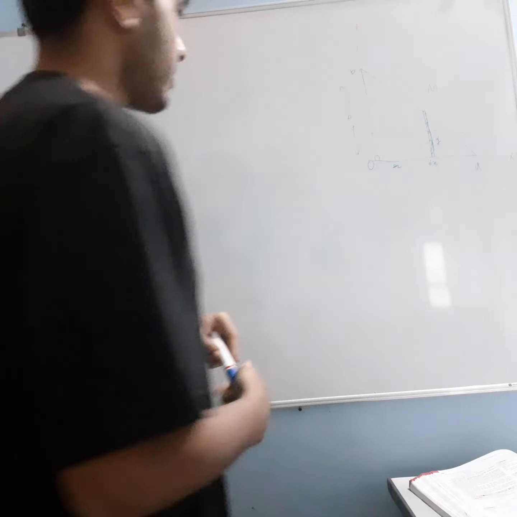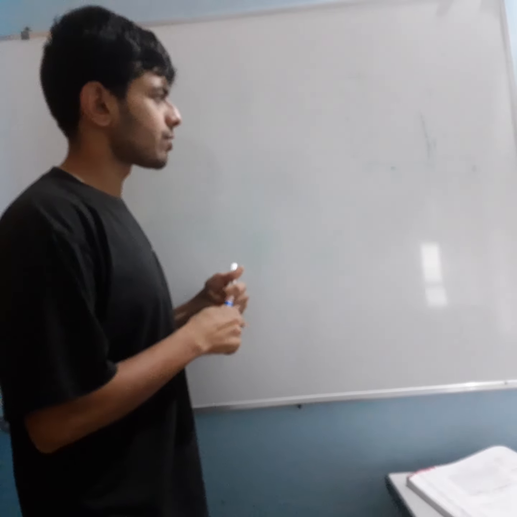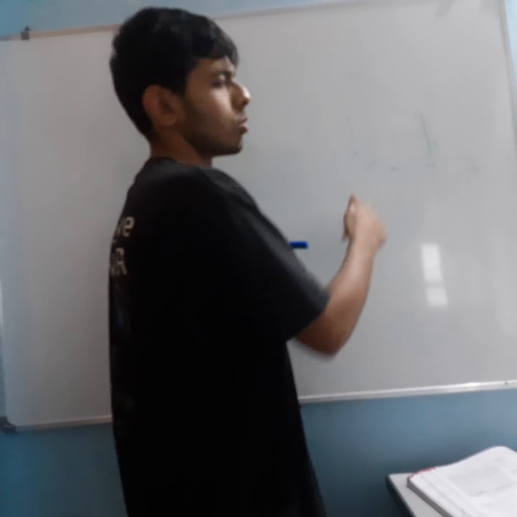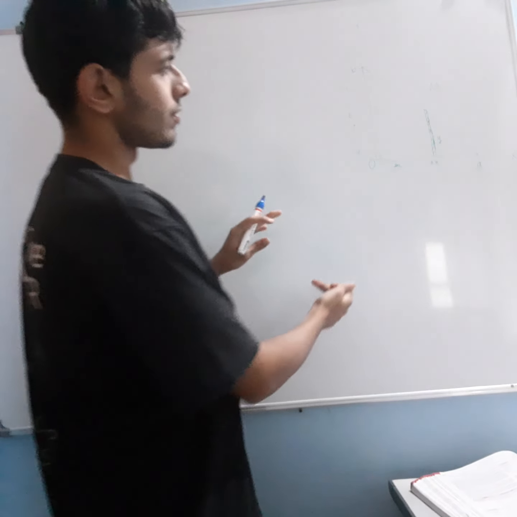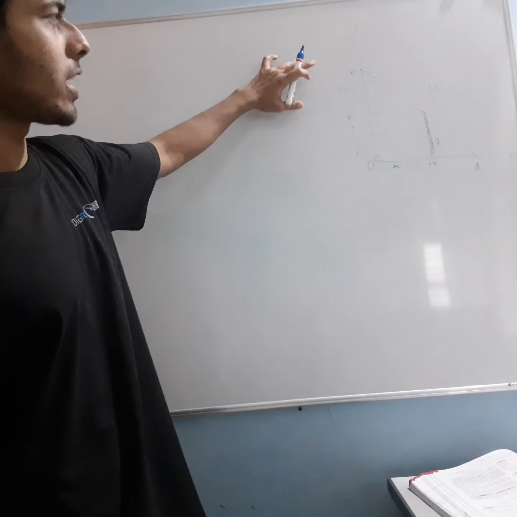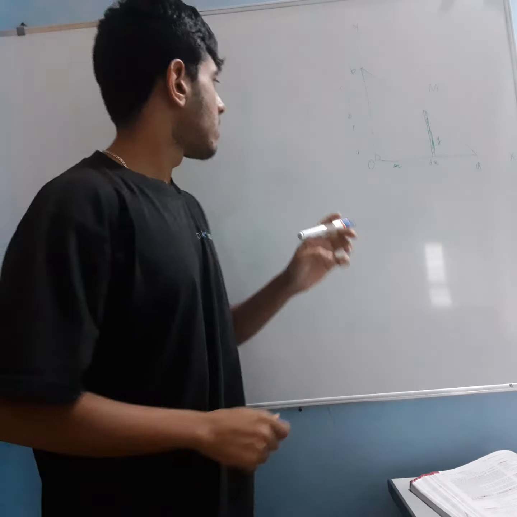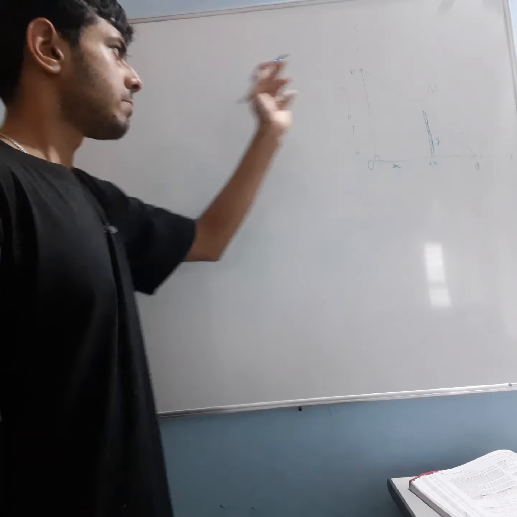In this video, we'll be finding out the center of mass of a right angle triangle, which is right angled at O. We can take that as the origin. Let's say that the base of this triangle is of length A, and the height of the triangle will be length B. And let the triangle, of course, have a mass of M.